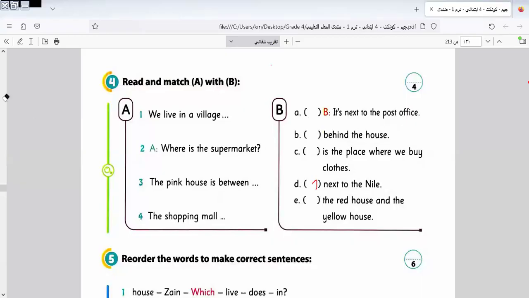So the answer would be this: next to the office, because this is A and this is B. So it would be here, number 2. I made a mistake here. The pink house is between what? Between the red house and the yellow house. The shopping mall is a place where we buy clothes. This is number 4. Let's go to another one here.